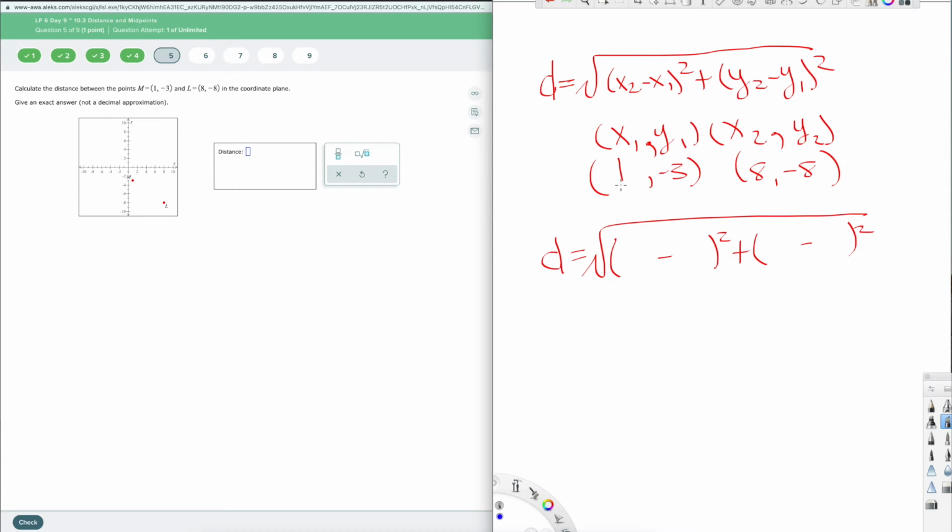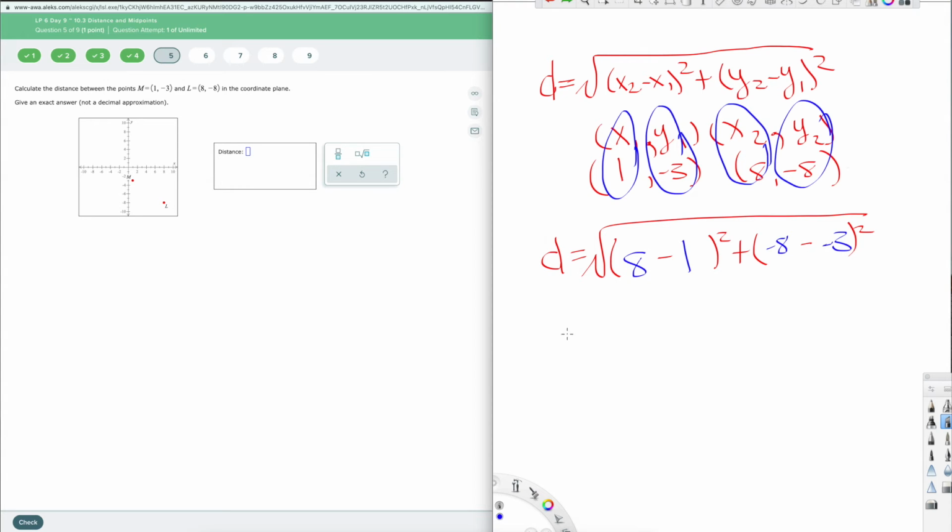So I want to go x2, which is 8, minus x1, which is 1. And then y2, that's negative 8, and then y1, which is negative 3. So I'm literally just plugging in these pieces, but I didn't change the essential parts of the equation here. If you see this is minus negative, I want to see that. This negative is part of the equation, but now I have another negative in there.